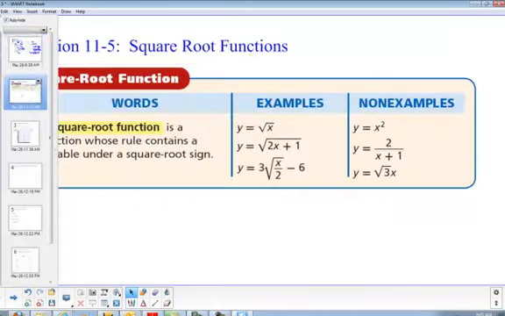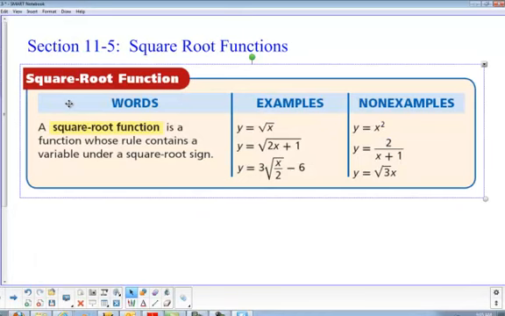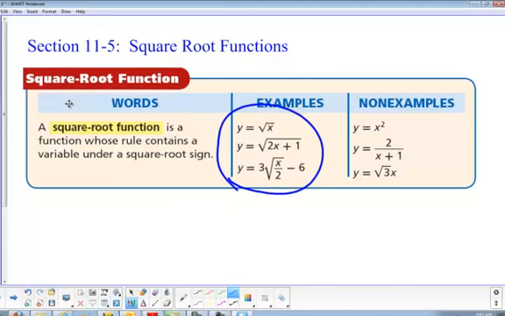All right. So a square root function is basically an equation that has a square root sign. So the first 3 all have a square root under the x, not just a square root sign. So these are not examples, and the square root of 3 times x is not a square root function because x is not under the square root.